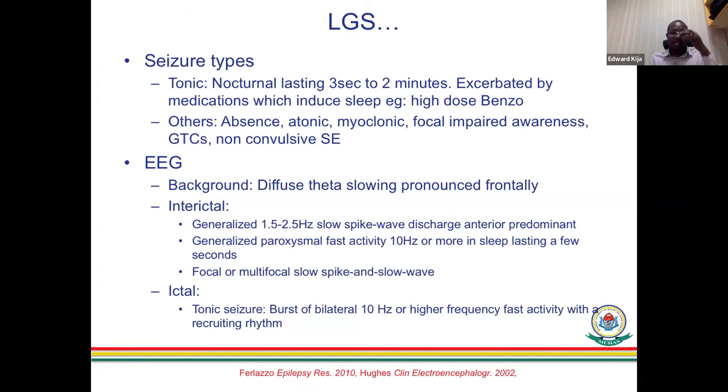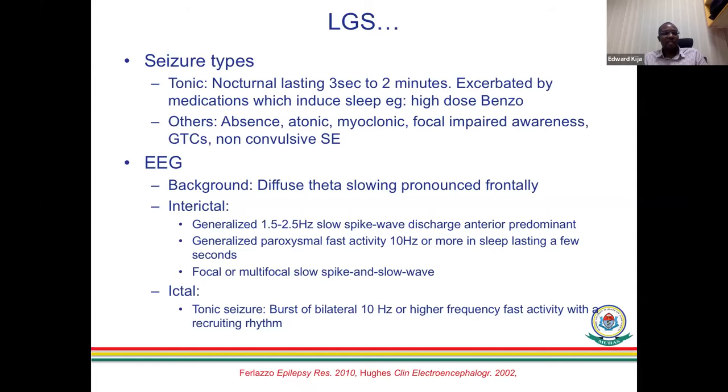The electrophysiological studies show a diffuse theta slowing, which is mostly pronounced frontally. If they do present with a biparietal theta slowing, this should mostly suggest the possibility of myoclonic atonic epilepsy. The interictal EEG shows the classic slow, usually 1.5 to 2.5 hertz, spike wave discharges, which are anterior predominant, as well as generalized paroxysmal fast activity up to 10 hertz, which usually becomes more prominent in sleep, lasting for a few seconds. Other interictal discharges, multifocal as well as focal slow spike wave discharges, have also been reported.